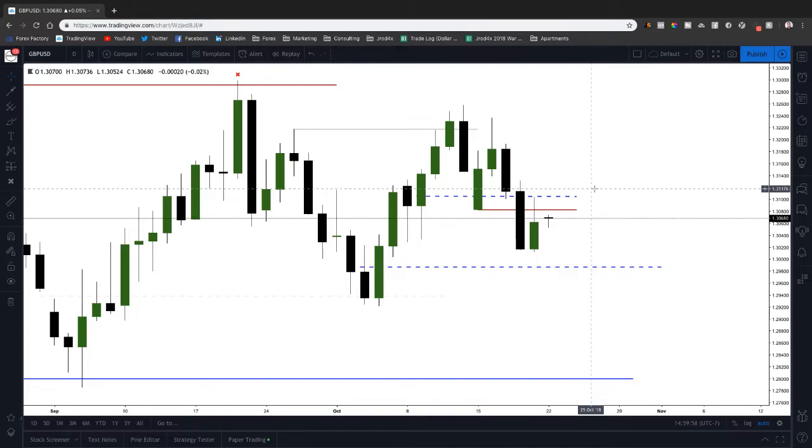You can't be right to the pip every single time, but as long as you're taking profit 5 to 10 pips early before your level gets hit, or entering 5 to 10 pips early before your level gets hit, you should always get a position in the market, basically.